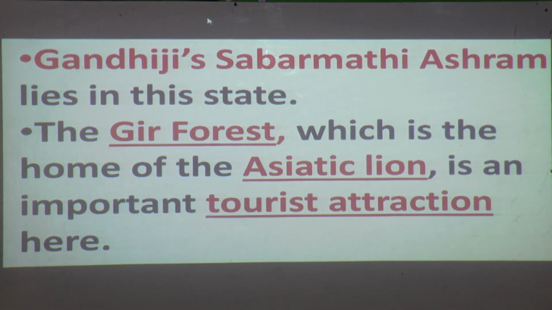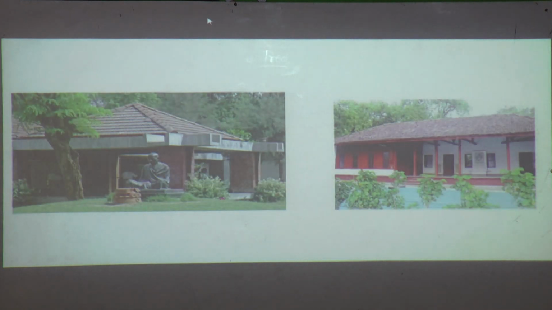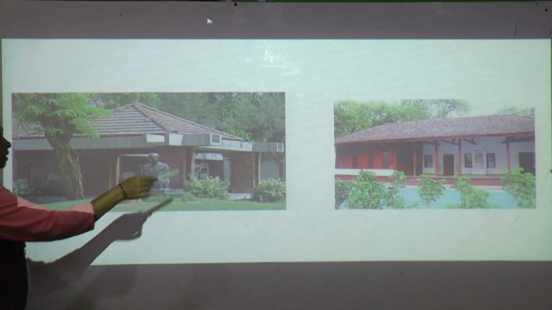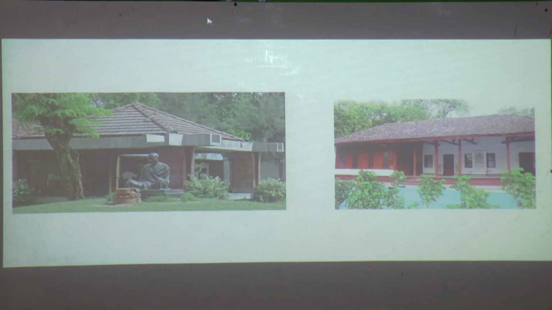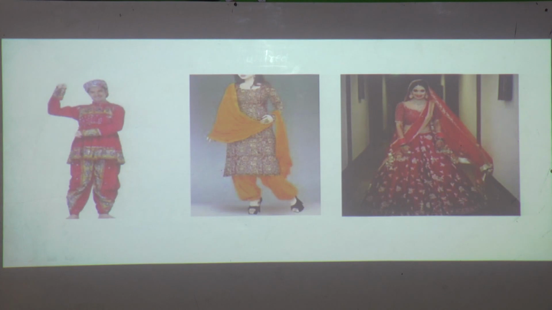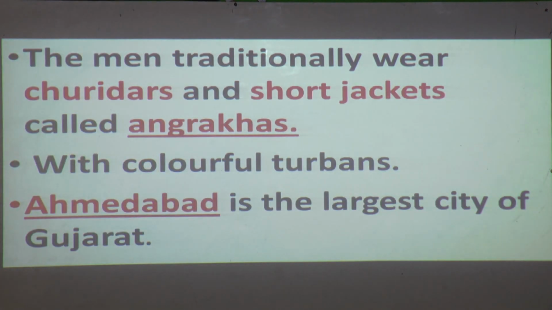So what else do we have here? Gandhiji's Sabarmati Ashram lies in this state, in Gujarat. So let us see that. Can you see here? This is Gandhiji's ashram. It is known as Sabarmati Ashram. Ahmedabad is also the biggest, largest city of Gujarat.